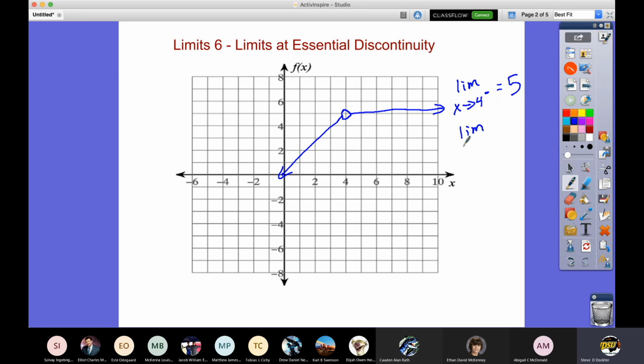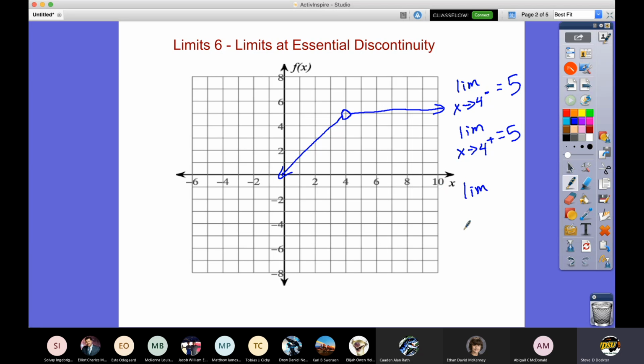Say that we try and use the same graph. X approaches 4 from the right side. Well, we don't care about the left side anymore. We just care about this side. So we get closer and closer and closer to 4 on this side, and we're going to 5 also. All right, so you can read the graph and be able to tell that.